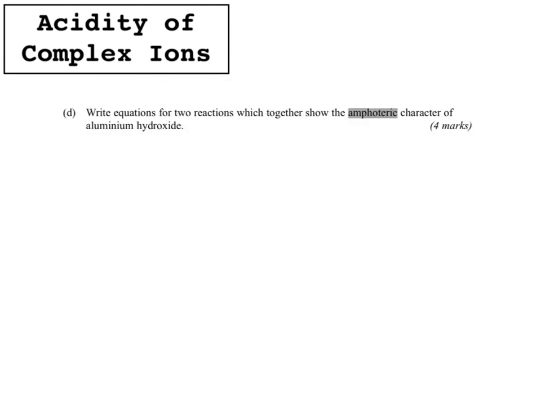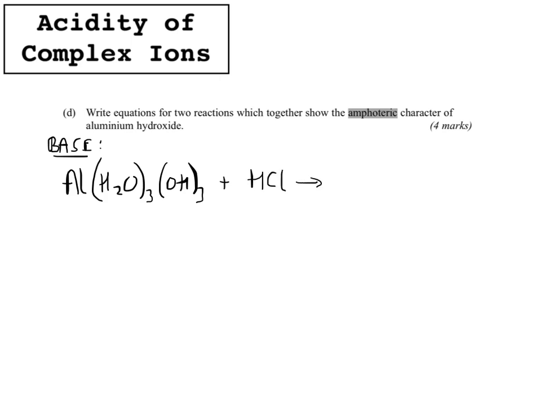And then this question is from an old spec paper. I couldn't find any amphoteric questions, any new ones, which suggests it may come up. So it says, write equations for 2 reactions which together show the amphoteric character of aluminium hydroxide. So you've got Al(H2O)3(OH)3. That's the aluminium hydroxide. So acting as a base, you've got it reacting with an acid. So we'll react with HCl as we had in the previous slides, and that forms the aluminium hexaaqua plus 3Cl-, and you need 3 HCl to do that.